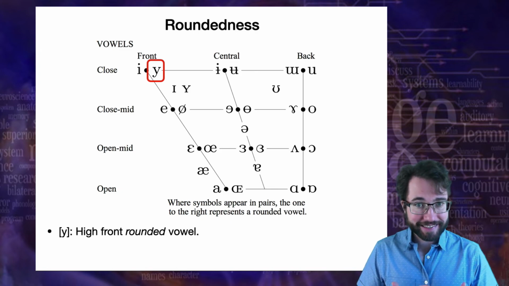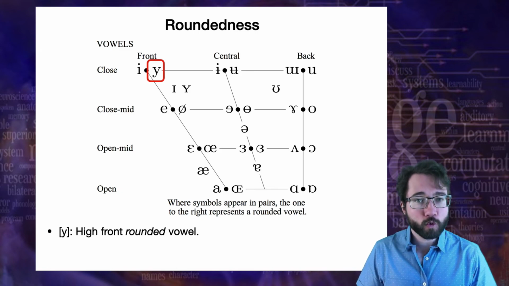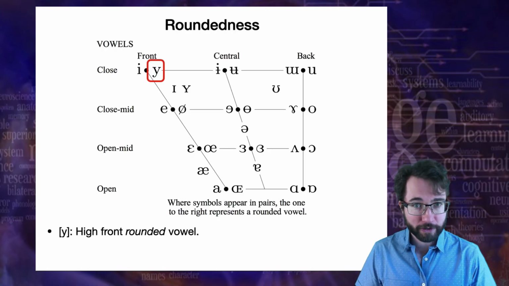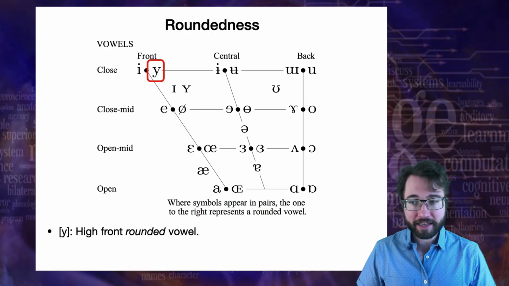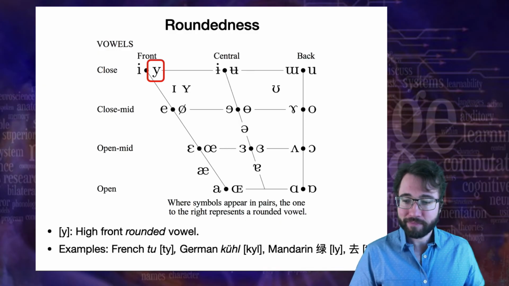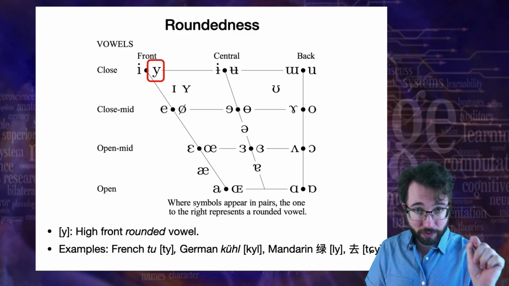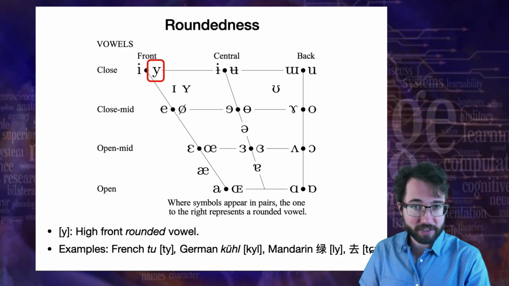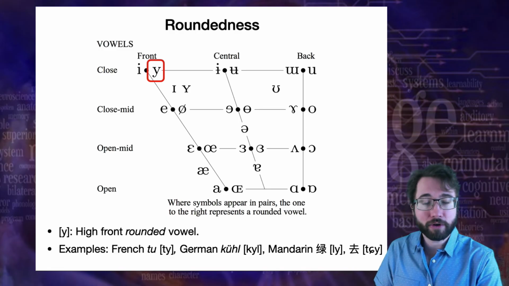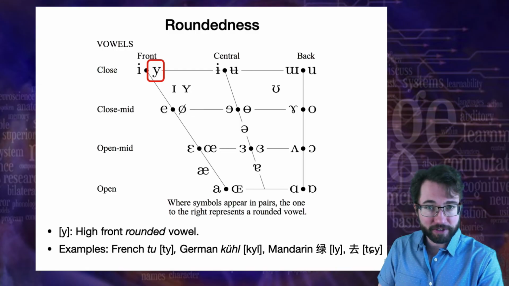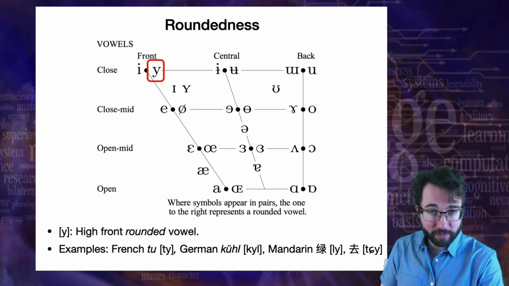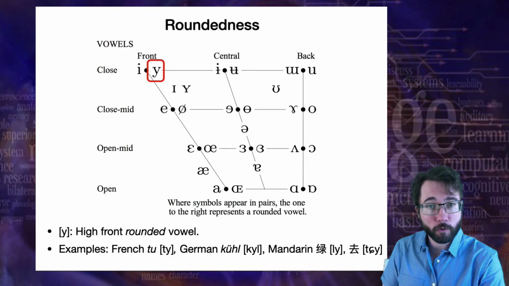Let's try it. E, do you hear that? U. That's the high front rounded vowel spelled with a Y. And this is really common across languages. For example, in French, the word for you, that's the second person when you're talking to someone familiar, you call them tu, spelled T-U. Similarly, in German, the word for cool, like when the temperature is cool, is kühl, with a high front rounded vowel.